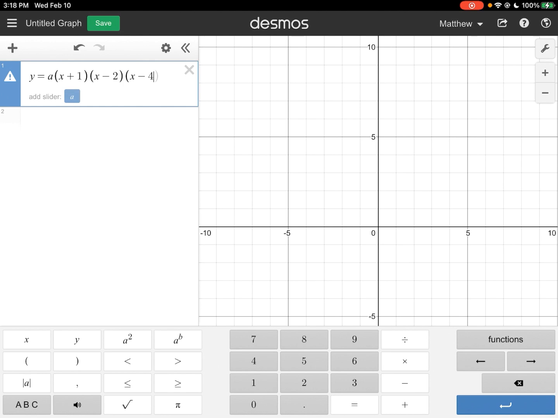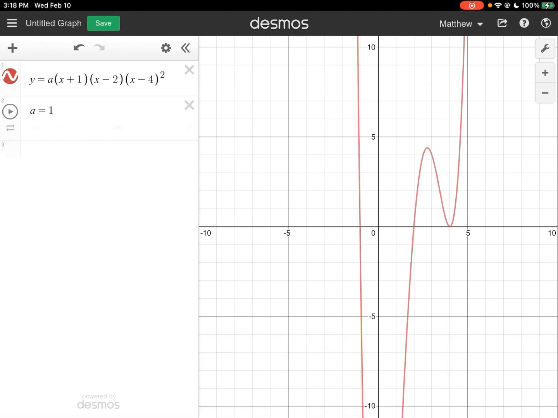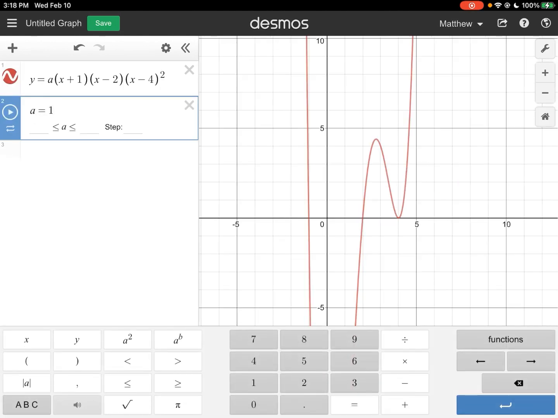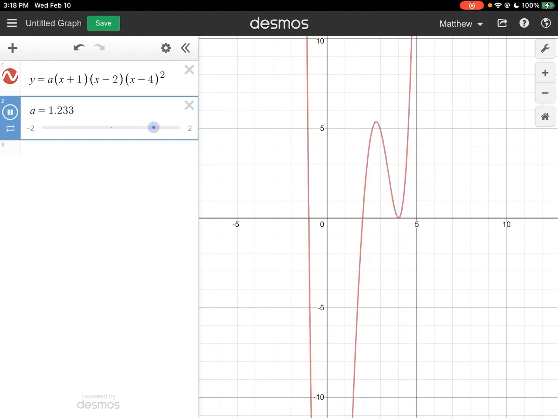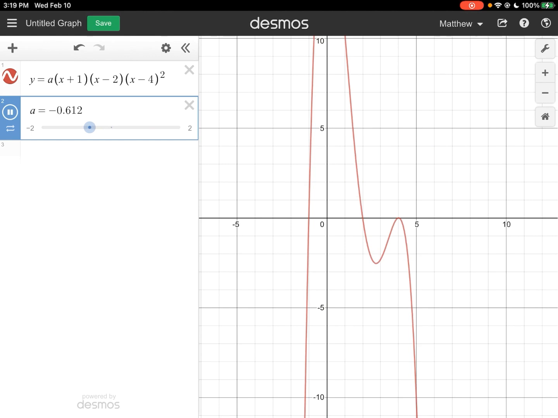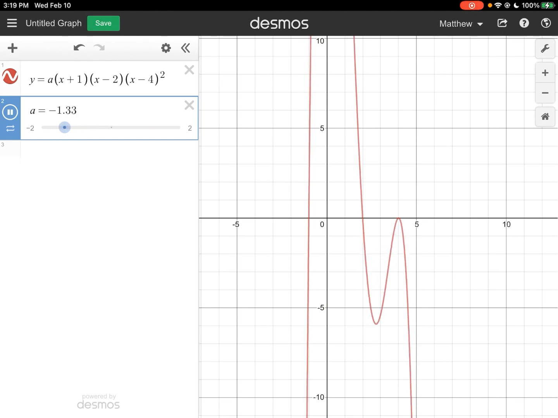Let's go ahead and actually type this in here and add a slider for a. And let's let a vary between -2 and 2. And you see we get all these different kinds of polynomials. But notice they all have something in common. They all cross at -1, cross at 2, but bounce off at 4.